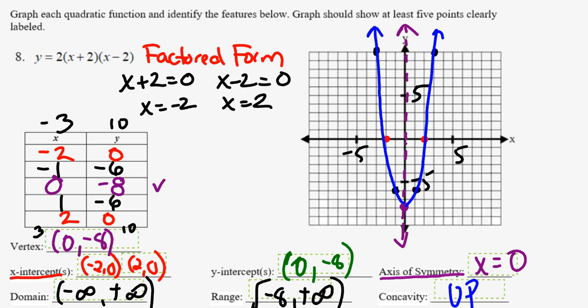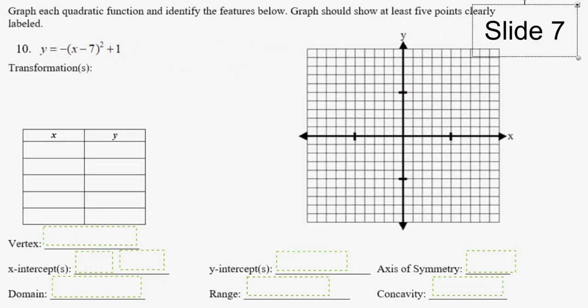Now, the other one that we're looking at is here. And again, you want to say, well, what format is this written in? And this is the vertex transformation format, because we can see we've got the quantity squared. So we're thinking about the movements, right, and get that vertex and axis of symmetry going first, and then the other points will come along the way.